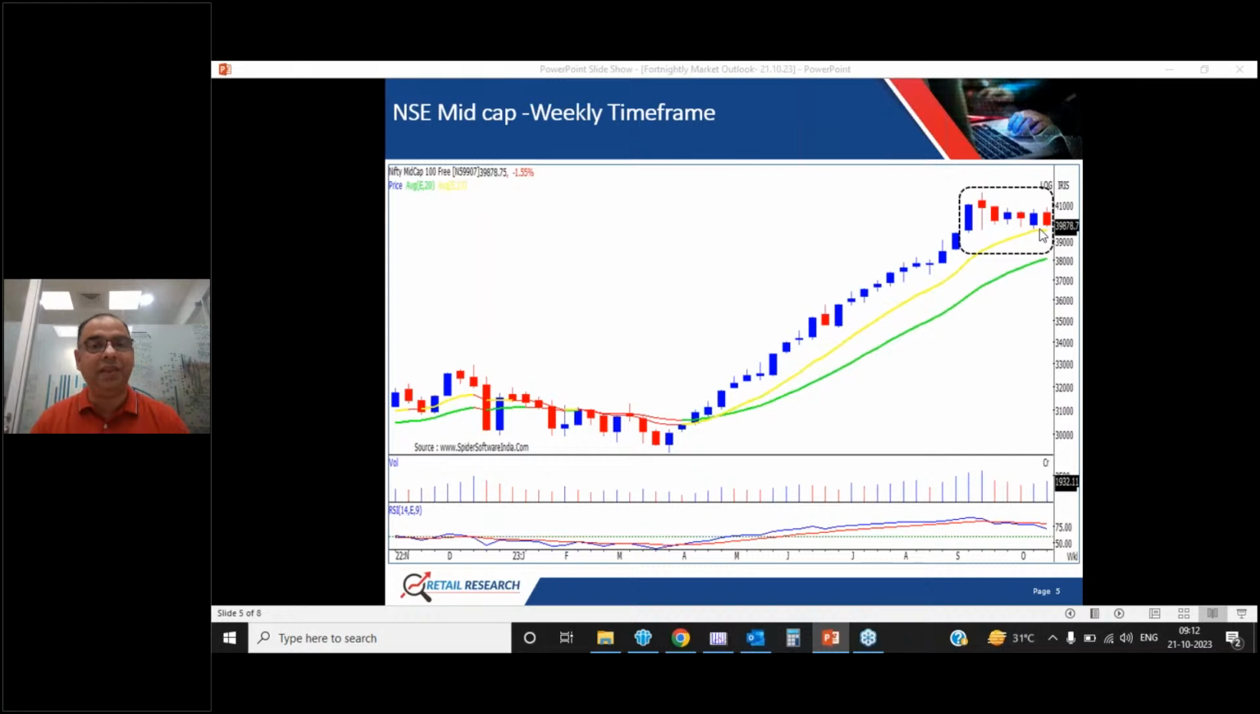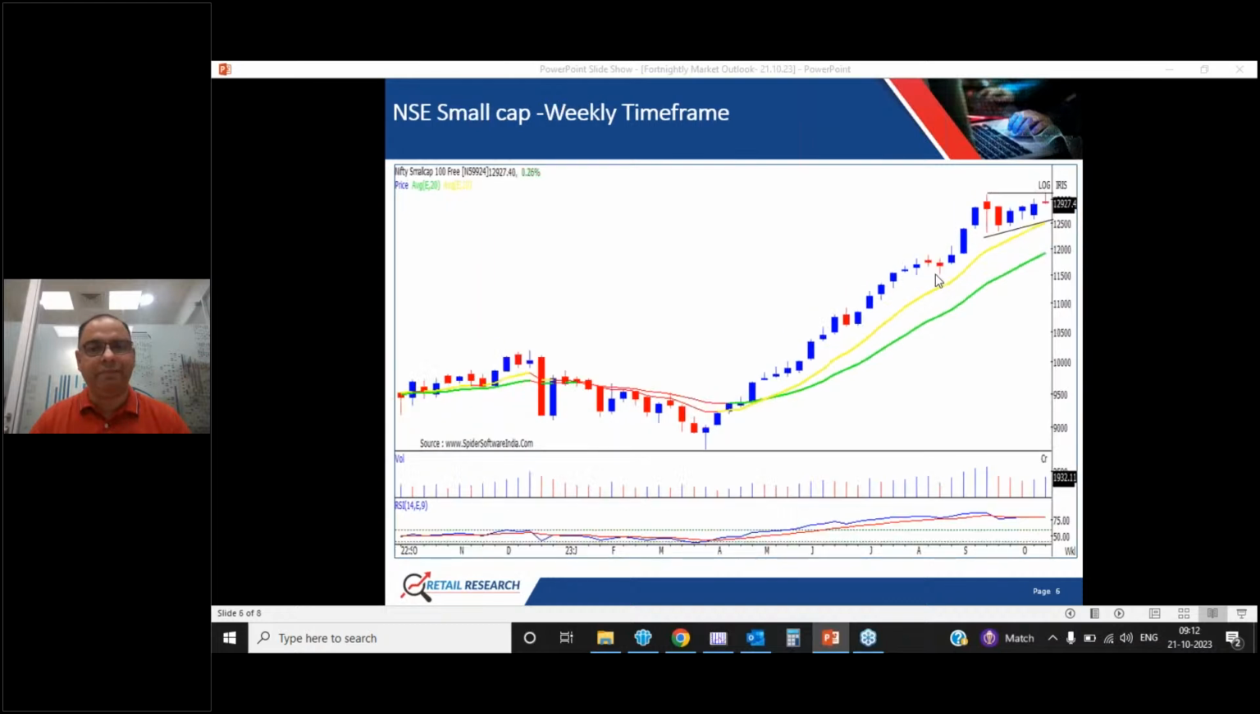Then we are likely to see good traction on the downside. Whatever stocks have moved up on the mid cap front, we are likely to see some severe correction in them. So this is looking weak to me. A move below this 10-week EMA is likely to bring sharp weakness in the mid cap.